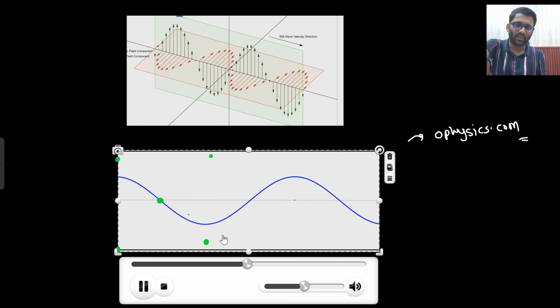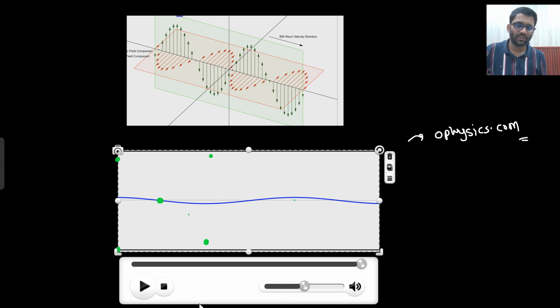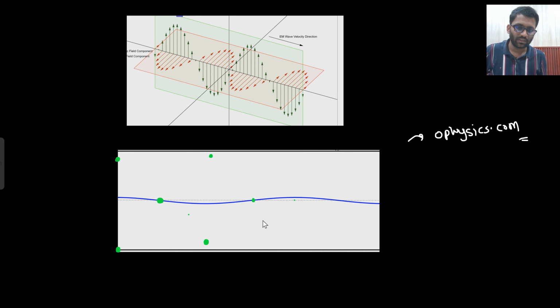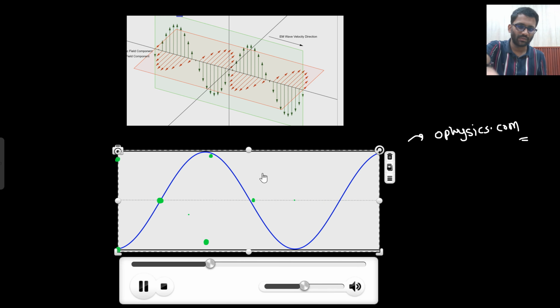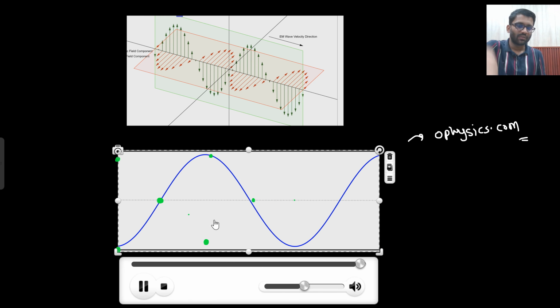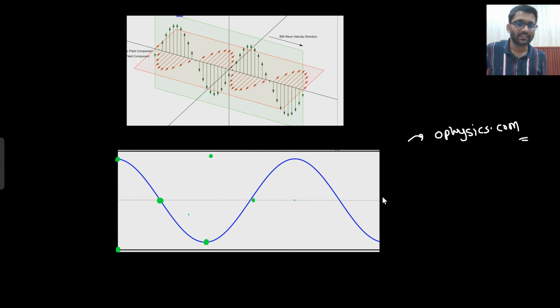Start up, down, up, down, up, down. But this is at 0. What about this node? This node will always be at 0 as well. This node will not dance. Okay, let's see it. 0, 0, 0, 0, always at 0. So that's why it is known as standing wave.